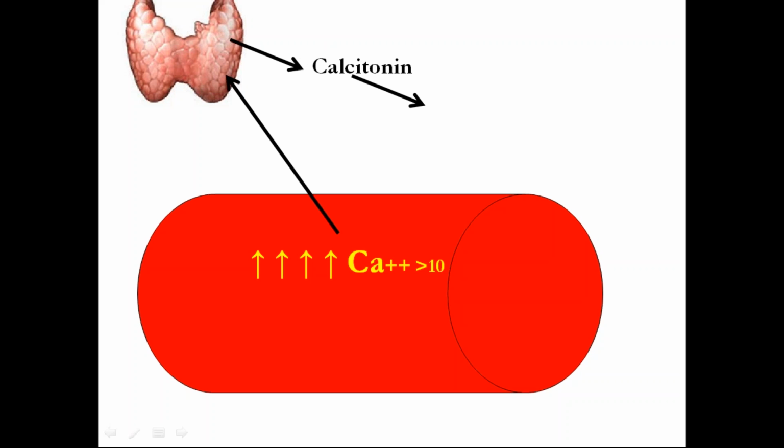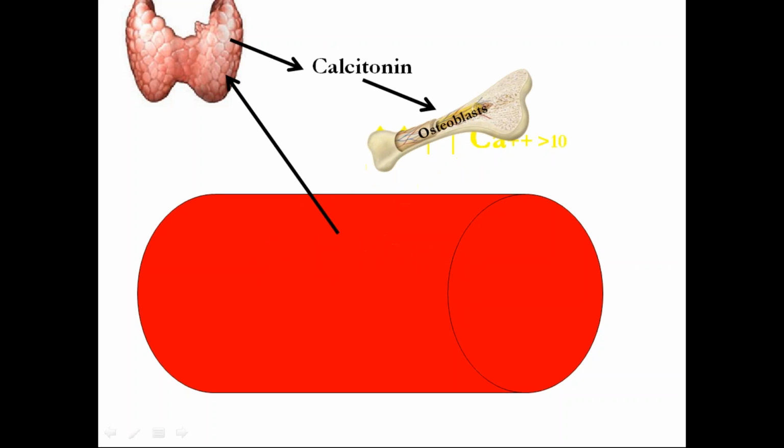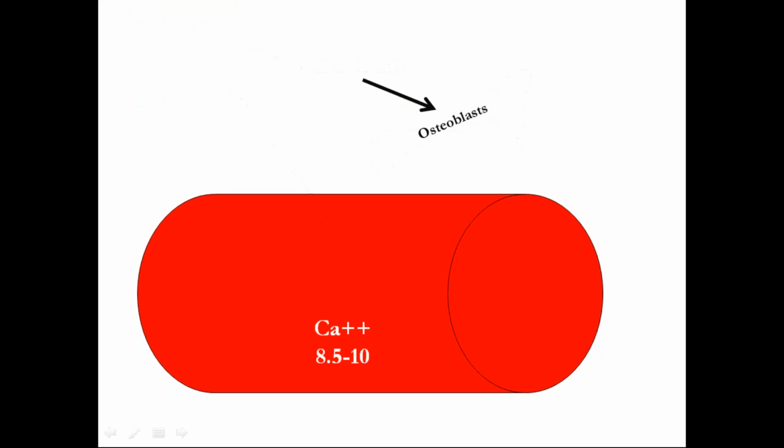The calcitonin then is going to stimulate whom? The bone, and the bone is going to stimulate the osteoblast. What does the osteoblast do? The osteoblast is going to take the excess of calcium into the bones. If they take the excess of calcium into the bones, the calcium returns to normal values between 8.5 to 10. Homeostasis of calcium.